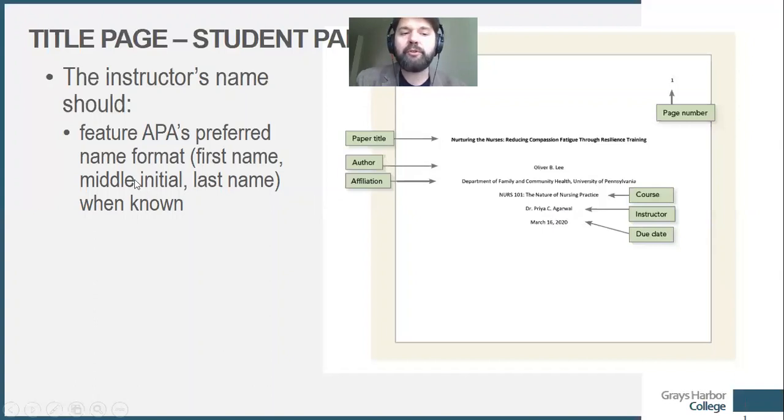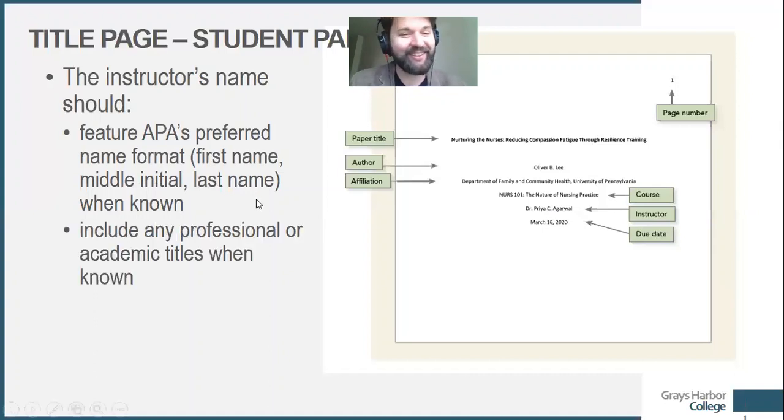And if you don't know your instructor's middle initial, you don't have to email them and ask, can you tell me your middle initial for the title page? Don't worry about it. Just go with what you know. My middle initial is M, in case you're wondering. Feel free to use that on the title page. You won't get any bonus points though.